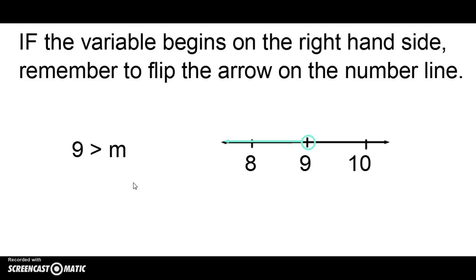Just to keep in mind, there are some problems in the book where actually the variable is on the right-hand side. I'm not going to do any more examples because of time, but if you have the variable on the right, remember you have to think of it as 9 is greater than any other answer. And so you have to flip the arrow to say actually it's a less than because the variable is less than the number given just because the variable's on the right. We'll practice those in class, but I didn't want you to be caught off guard.